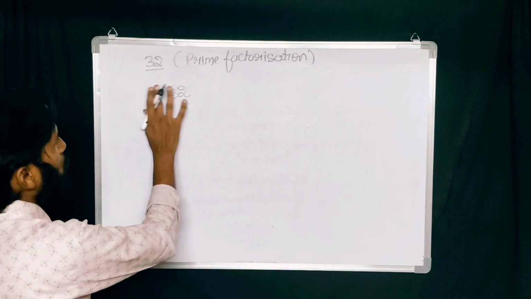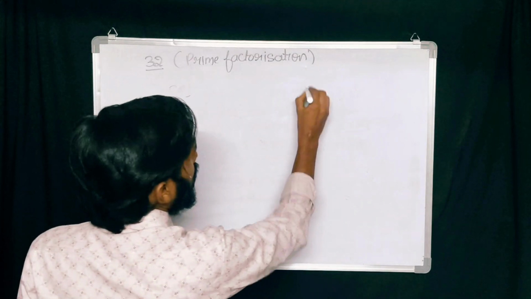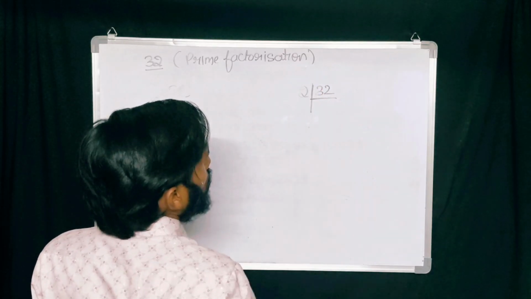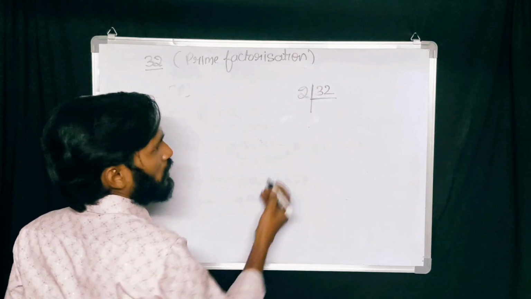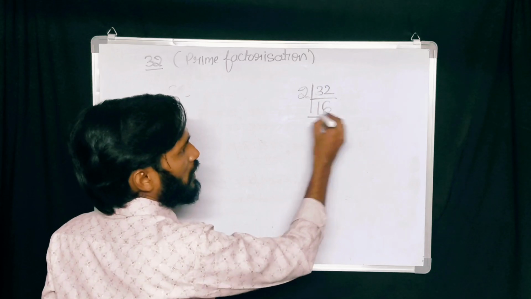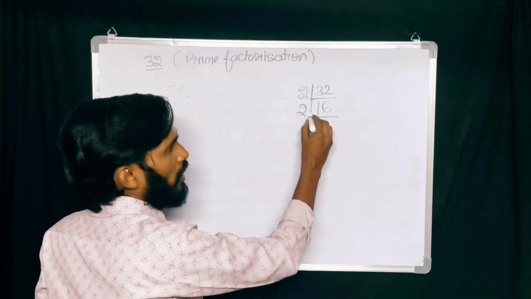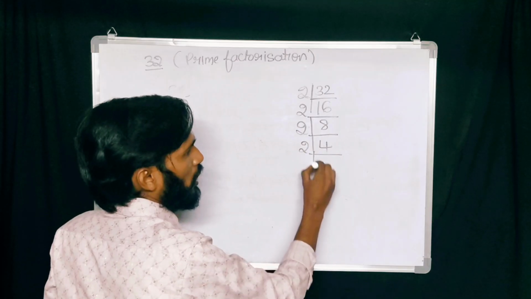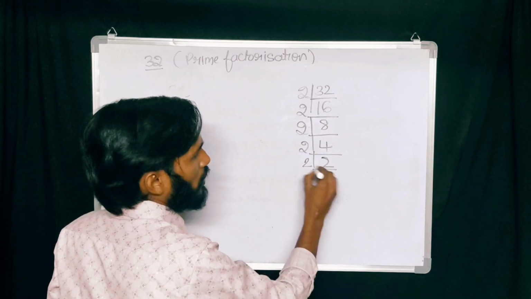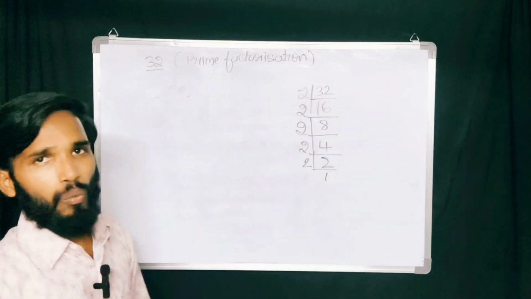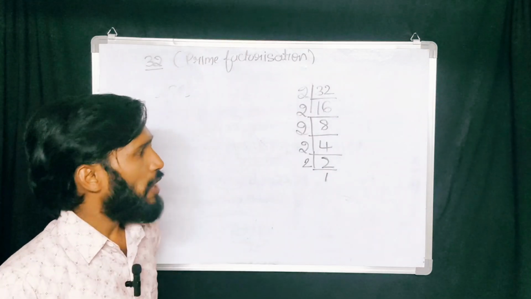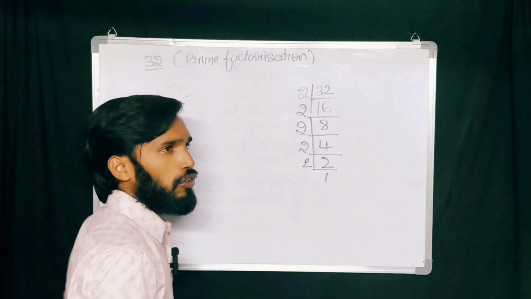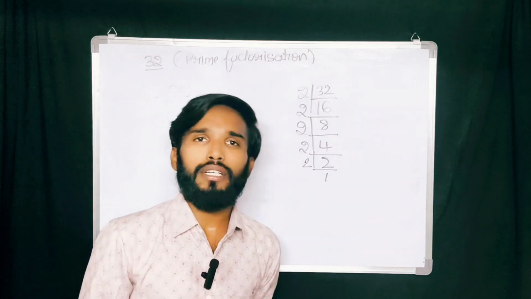Start with 2. In the 2 table, 32 comes how many times? 16 times. Next, in the 2 table, 16 comes 8 times. 8 comes 4 times. 4 comes 2 times. And 2 comes 1 time. So this is finding the prime factorization. If you observe, are these all primes? Is 2 prime or not? Are we getting any number other than a prime?